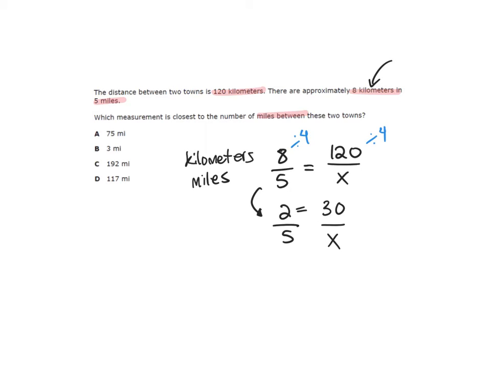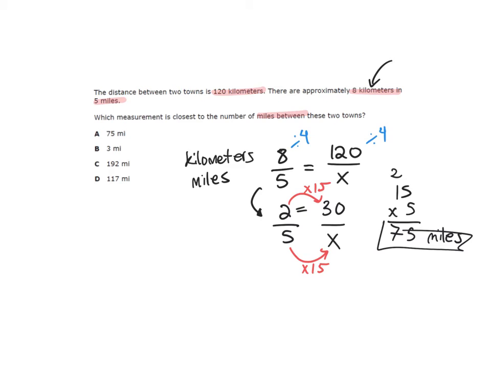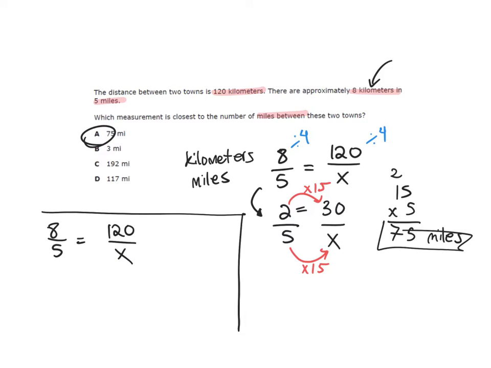And I can see, let's see, 2 times 15 is 30. So 5 times 15 would give me x. 75. So the distance between the two towns is 75 miles. That's answer choice A. Now, just on a side note, I know that some of you like to cross multiply and divide. What if I had used cross multiplication as my strategy? Would I have gotten the same answer?